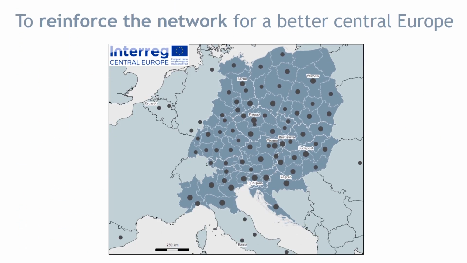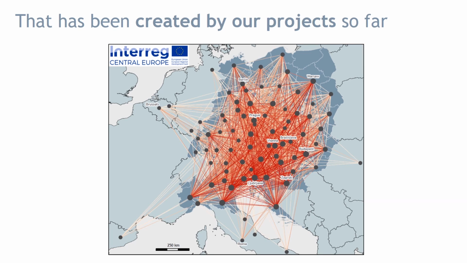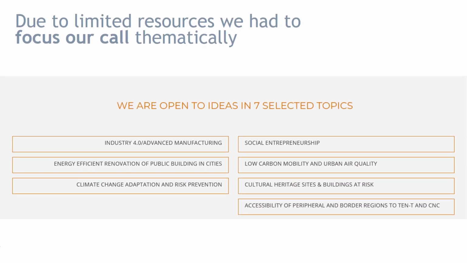We want to reinforce the network for a better Central Europe, a network that has been created by our projects so far in the past calls already. However, due to limited resources, we had to focus our call thematically. The program already supports 129 cooperation projects and nearly all funds are allocated. We had to introduce a thematic focus on topics which reflect the challenges of high relevance for the Central Europe area, which represent a critical mass of outputs and results with high potential for exploitation, and which show good potential to coordinate with projects from other EU programs.